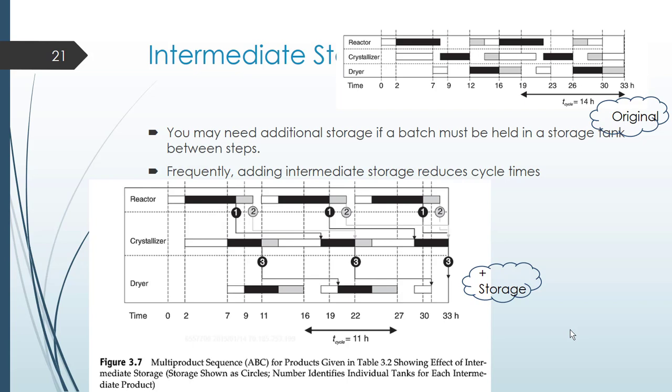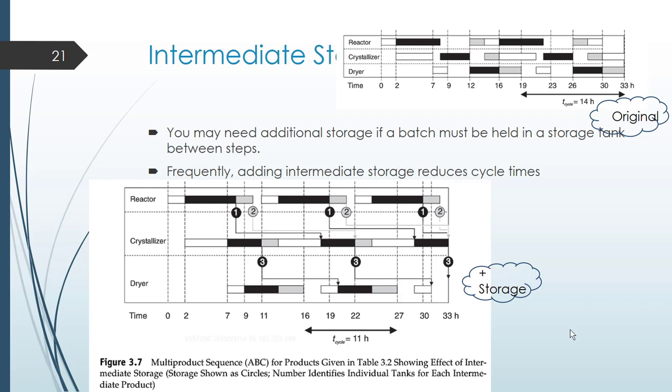And sometimes as we're going through and doing this, we just simply need an intermediate storage between steps. Maybe I can run the reactor very efficiently, but the crystallizer is a little slow for one of my products. If I just had some storage, I could double up and put 2 batches of B, for instance, in together in the crystallizer and speed the whole process up. I would just simply need some storage.